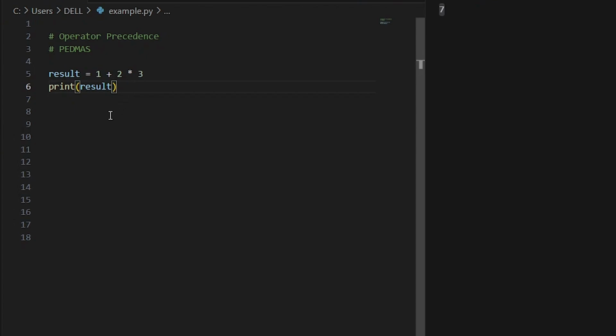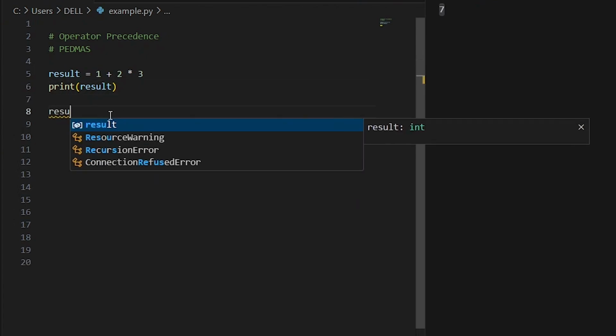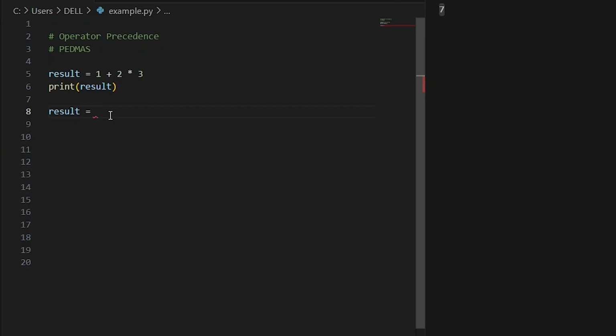And let's have another example. We'll have result is equal to 4 minus 1 plus 8, then let's have multiplied by 2. If you start from the left to evaluate this expression, we're going to have 4 minus 1, which is 3, 3 plus 8, which is 11, and 11 multiplied by 2, which is 22.